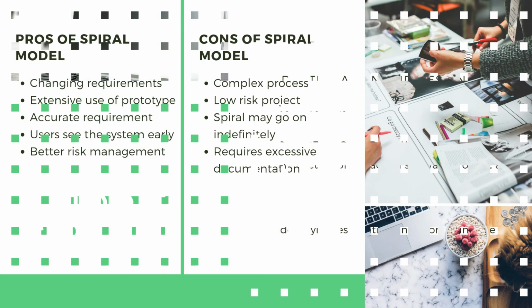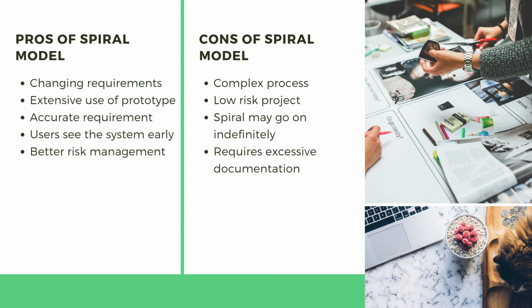What are the advantages of the spiral model? Challenging requirements can be accommodated. Then it allows extensive use of prototypes. Requirements can be captured more accurately in this model. Then the user can see the system at the early stage also. Then the development can be divided into smaller parts and the risky parts can be developed earlier, which helps in the risk management.